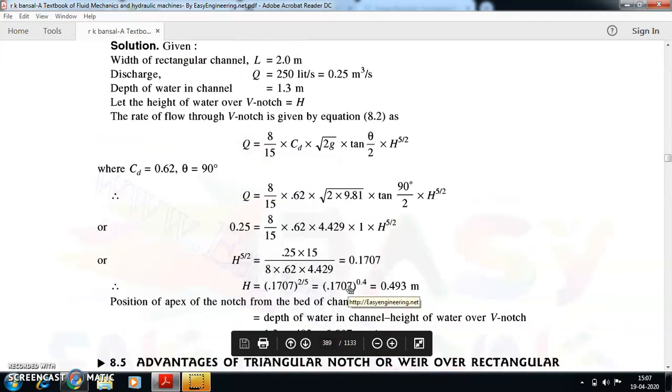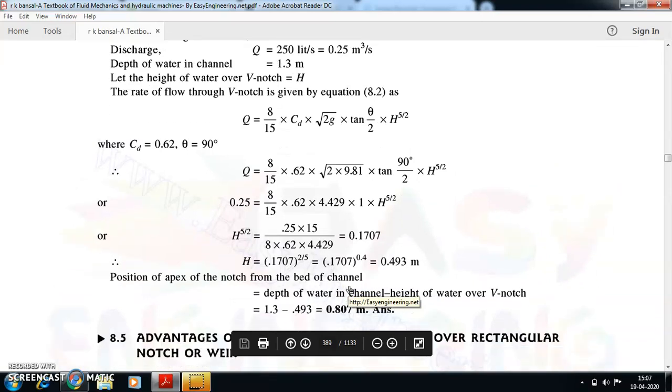Okay, so with this, some 3 or 4 problems, we are going to end the numericals on V notch and weir.